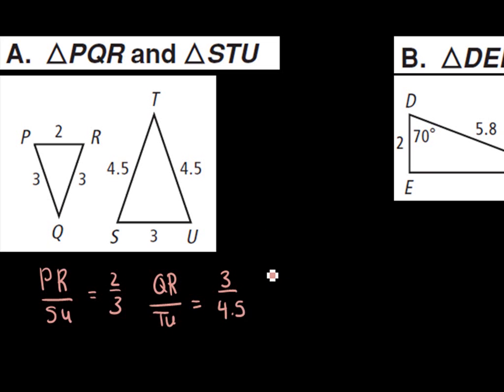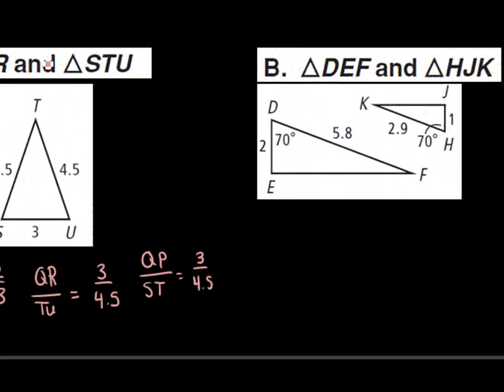And then we would have to do the last pair. Oops, I shouldn't have that on top. I should have the other one on top. QP to ST, and that would also be 3 to 4.5. If I double this one, I actually get 6 over 9, which is the same as 2/3. This one also 6 over 9, which is the same as 2/3. So I showed that all of the sides are actually proportional. They're all equal to each other. They're all equal to 2/3. Therefore, the triangles are similar.